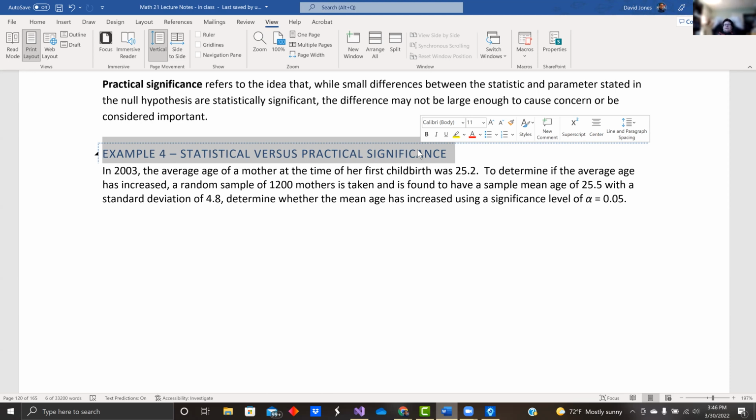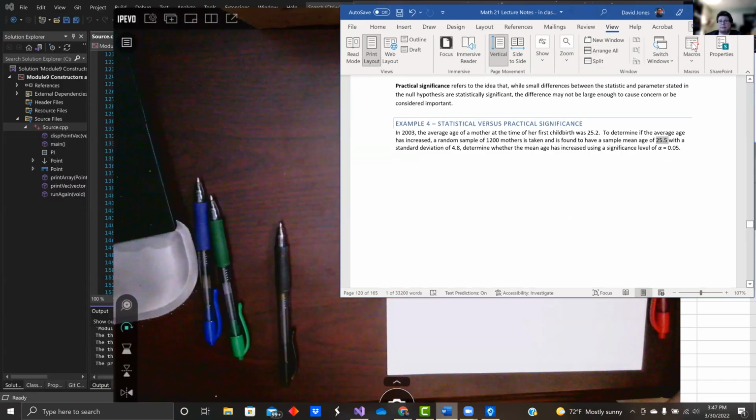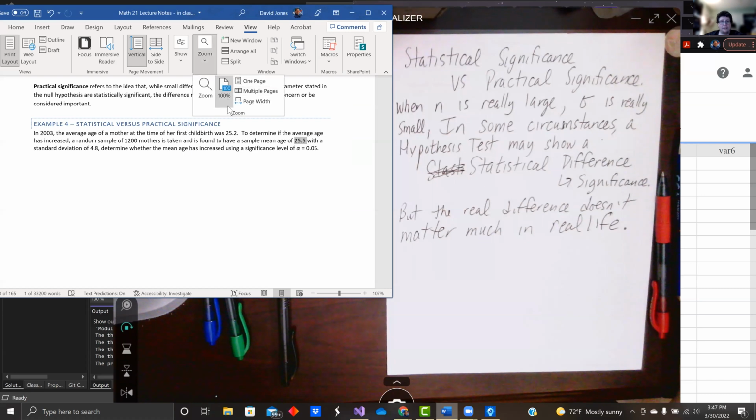To determine if the average age has increased, a random sample of 1,200 mothers is taken and is found to have a sample mean of 25.5 with a standard deviation of 4.8. Determine whether the mean age has increased using a significance level of alpha equals 0.05. So we are going to take these values and put them into StatCrunch. Let me make that a little bit bigger.